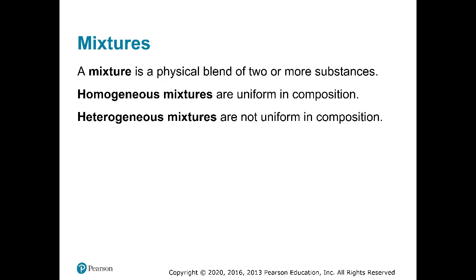So, mixtures. There's going to be a physical blend of 2 or more substances. Homogeneous mixtures are uniform in composition, and so you can't see any individual part that's different. And that's where the homogeneous name comes from. Homo meaning same. Heterogeneous, on the other hand, is going to have a non-uniform composition. So you're going to be able to look at a heterogeneous mixture, and you'll be able to see different parts of it. And so hetero then again meaning different.